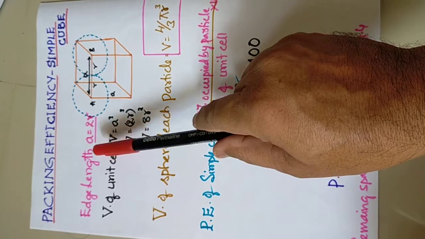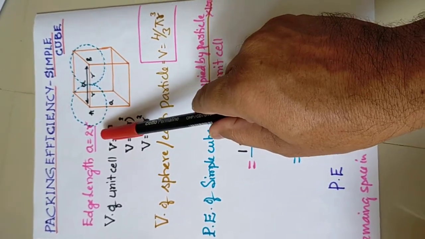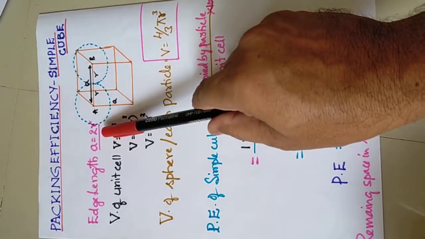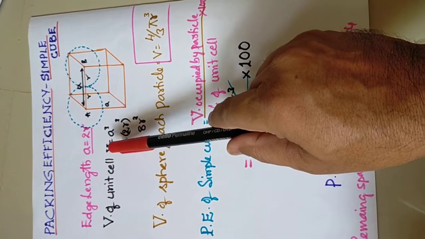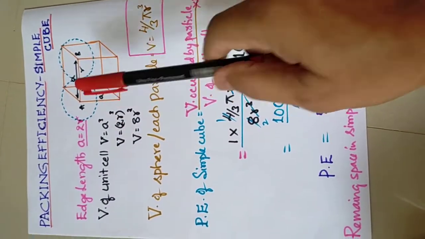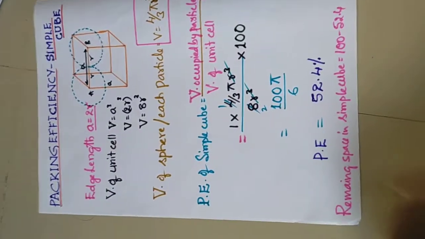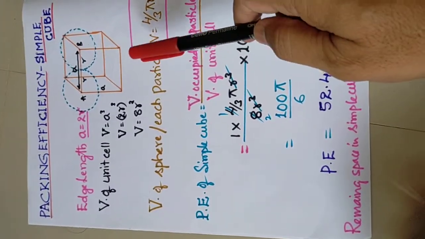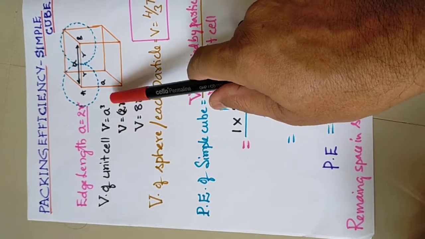The edge length of the simple cube is a, which is equal to 2r. Where does 2r come from? Here, r plus r is equal to 2r. Again, the volume of the unit cell: this area is a, so if the edge is a, the volume is a cube. So volume V is equal to a cube.